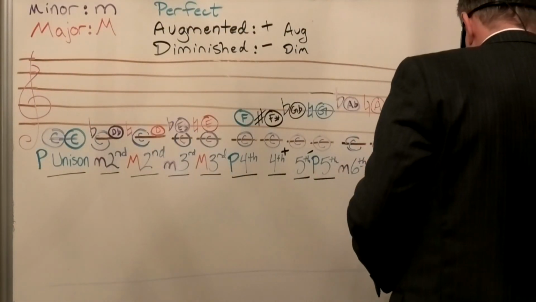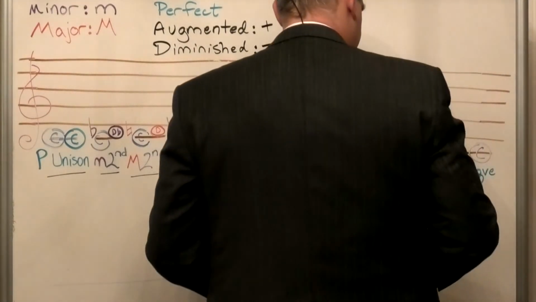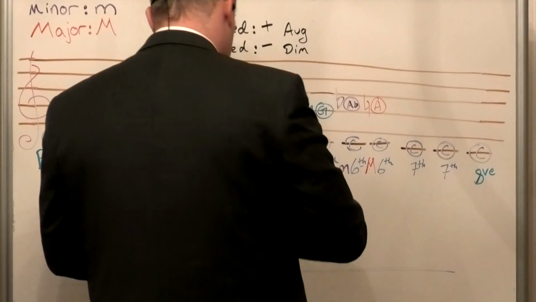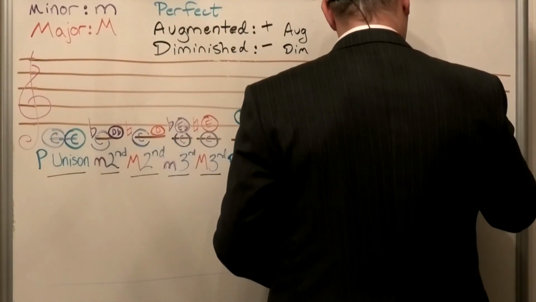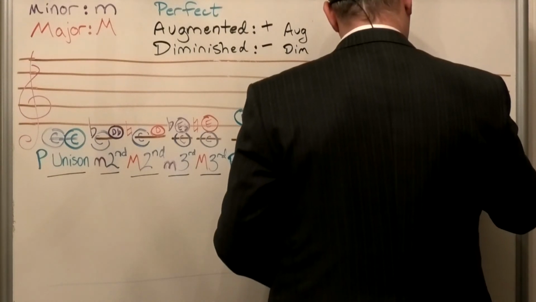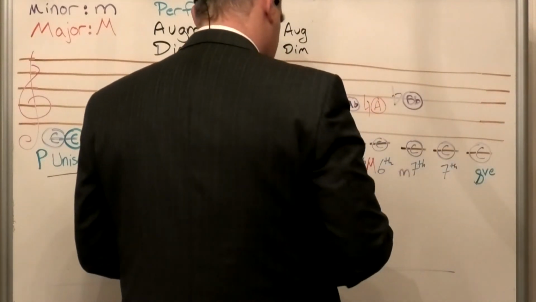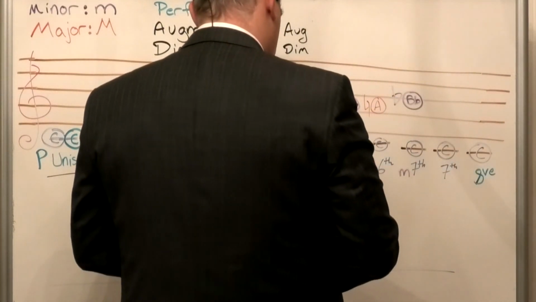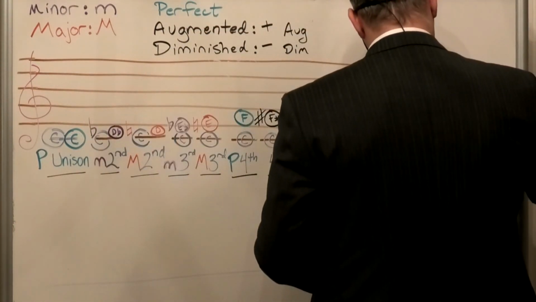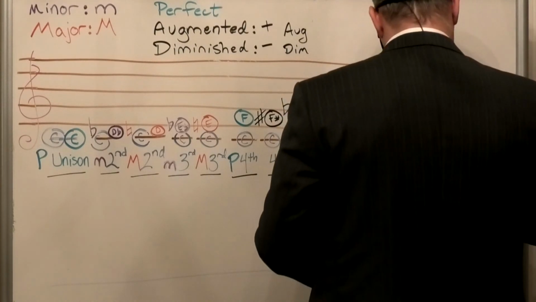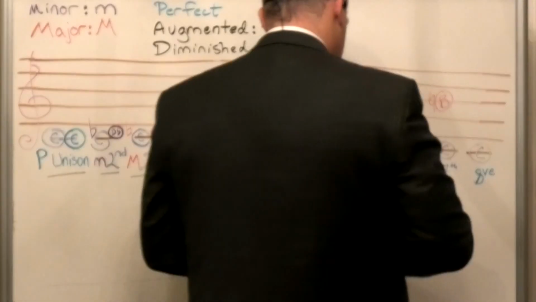Perfect. So we'll use the light blue for the perfect intervals. B flat. Minor seventh. And we have the major seventh, C to B natural. And we have a perfect octave.